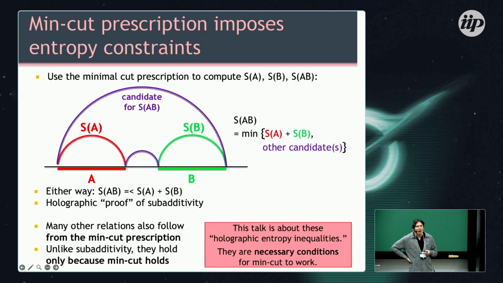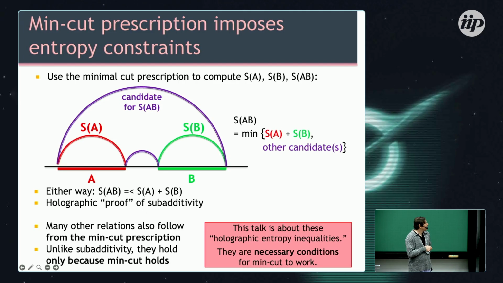And just to give you a sense of how the minimal cut prescription, equating entropies with minimal cuts, gives rise to some constraints, here's a really trivial example, subadditivity. Suppose that I have a system A and a system B, and I compute by the minimal cut prescription its entanglement entropies. Here is some minimal cut, like a Ryu-Takayanagi surface for region A. Here is one for region B. And now I ask the question, what is the entanglement entropy for the combined region AB? I have to minimize over all options. But the red surface and the green surface is already one option, right?